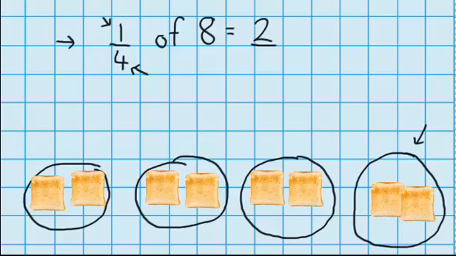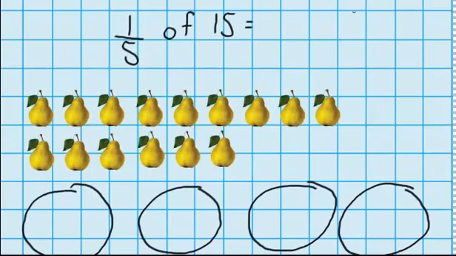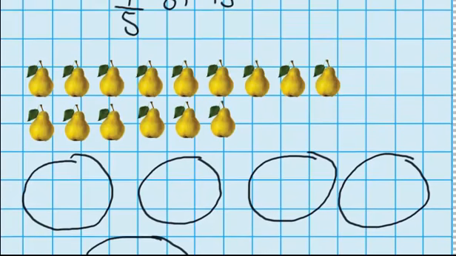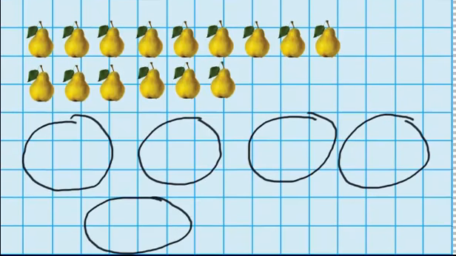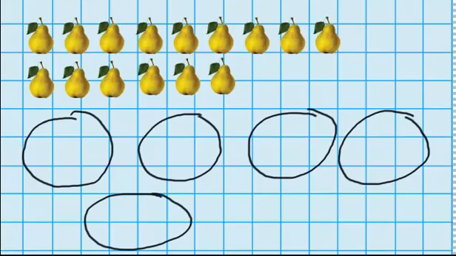Let's try one last question. This time I've got 15 pairs and I want to share them between 5 groups. Now I can record that like this. 1/5 of 15 equals something. My denominator tells me I need to share them into 5 groups, and if I go down here, you can see I've got my 5 groups drawn out. So just like last time, I'm going to share my pairs out one at a time.